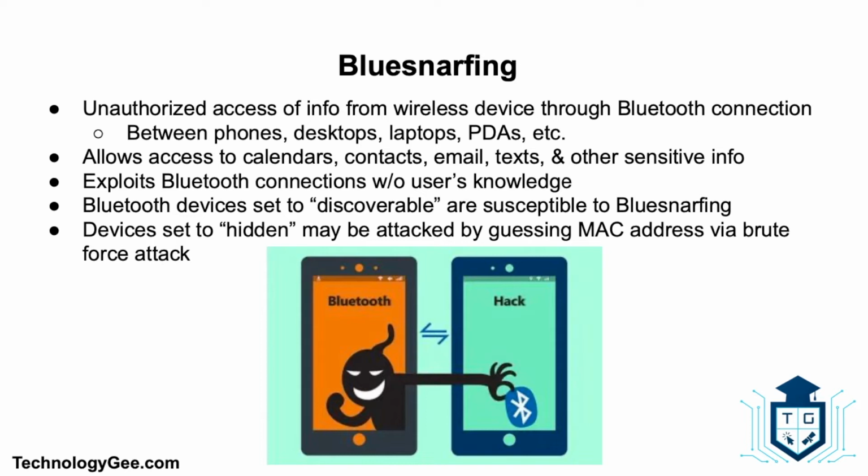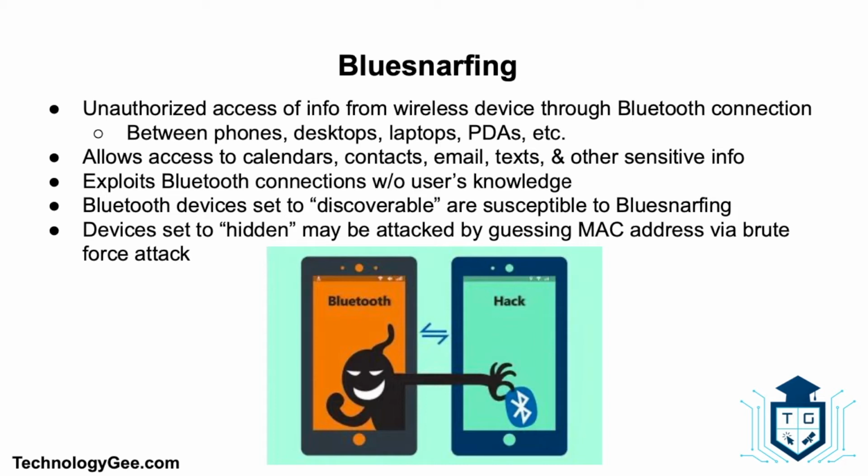Next is bluesnarfing. Bluesnarfing is the unauthorized access of information from a wireless device through a Bluetooth connection, often between phones, desktops, laptops, and PDAs. This allows access to calendars, contact lists, emails, and text messages. And on some phones, users can copy pictures and private videos. Bluesnarfing exploits others' Bluetooth connections without their knowledge.